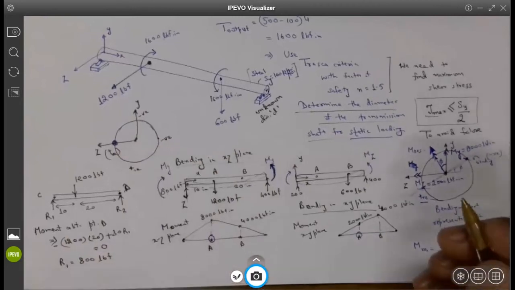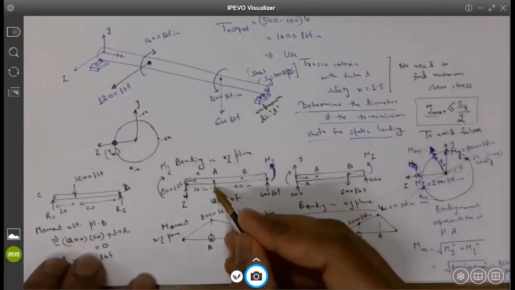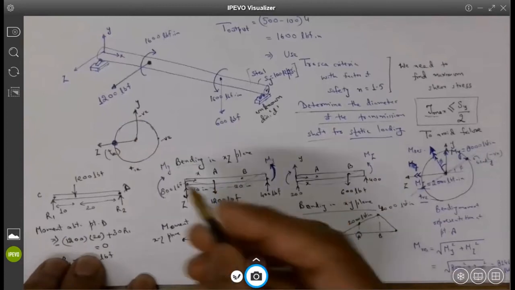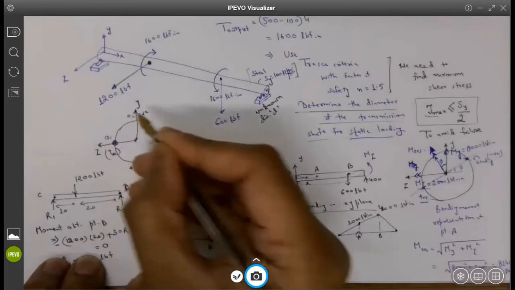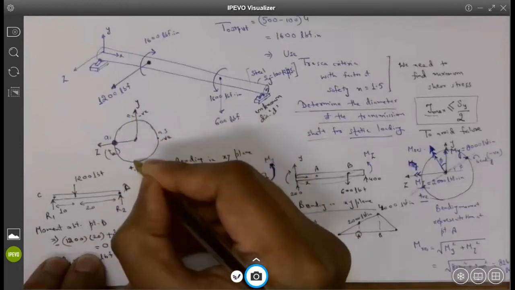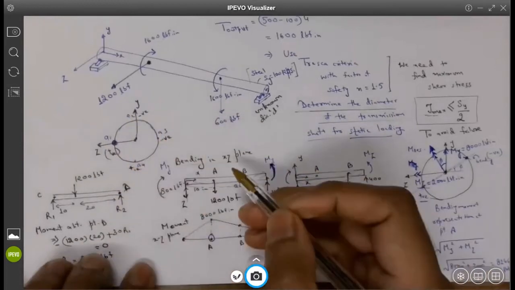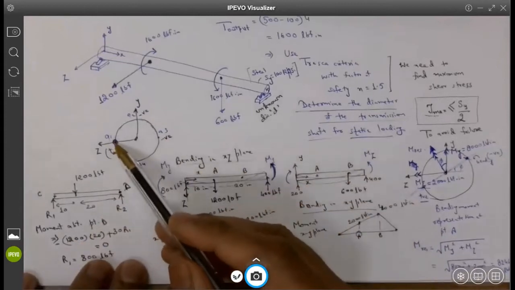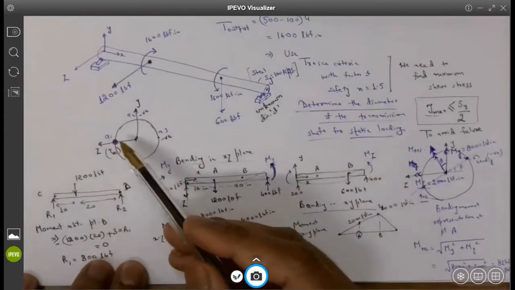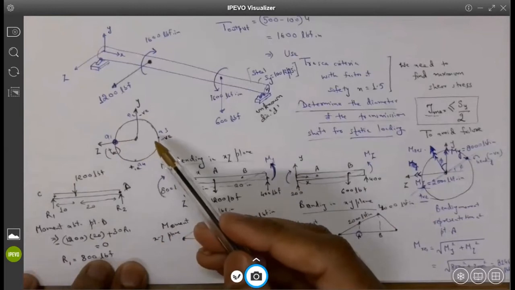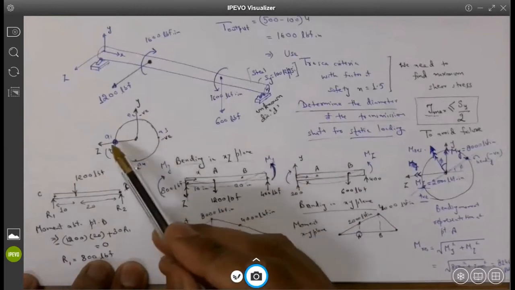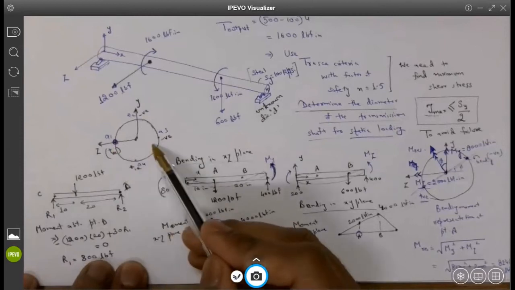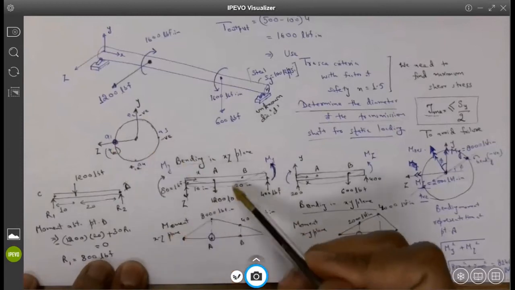So let me say A1, A2, A3, and A4. A1. So that's what I was saying. And which will be in compression? A3. That's what I was saying, right? Yes. A1 will be positive and A3 will be negative if only this is active.